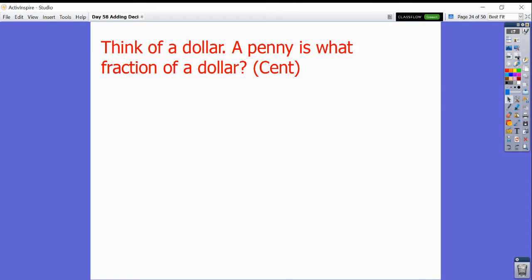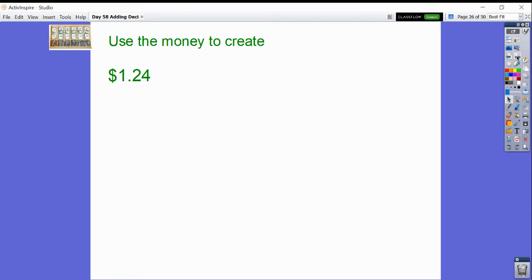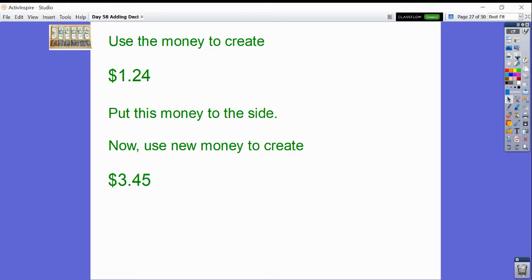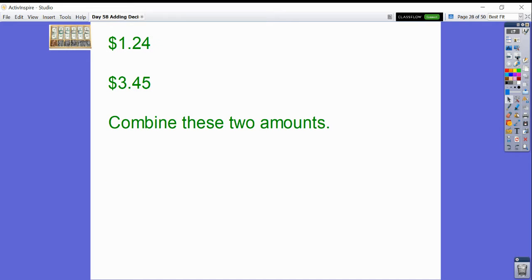Think of a dollar. A penny is what fraction of a dollar? 100th. So we have those place values in our money system. Okay? Use the money to create $1.24, 1 and 24 hundredths. Put the money to the side. Now use the new money to create $3.45, or 3 and 45 hundredths.